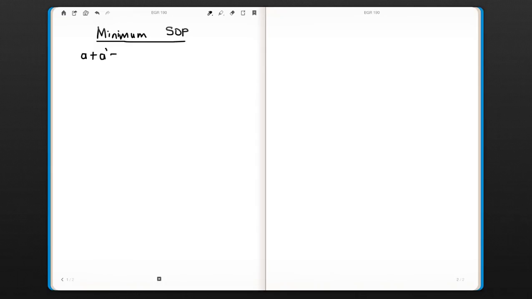So let's say A or A not. With the OR function, we know that if one of them is 1, then the output is going to be 1. It doesn't matter what A is, we will always have either 0 or 1. This is going to give us 1.